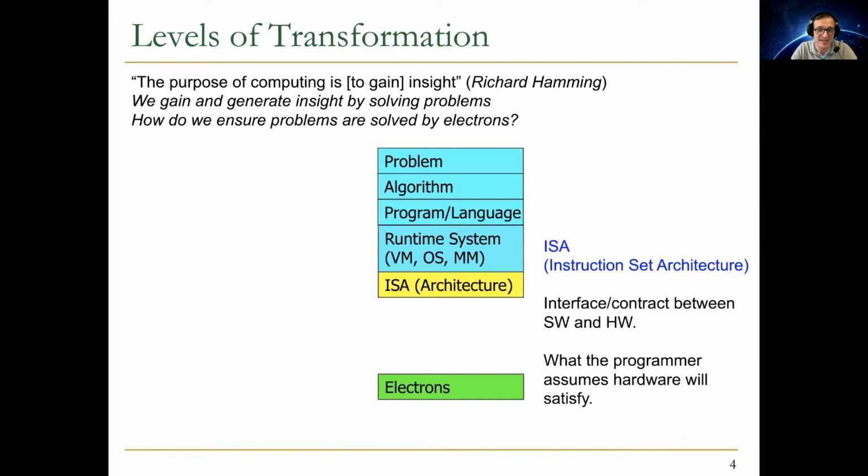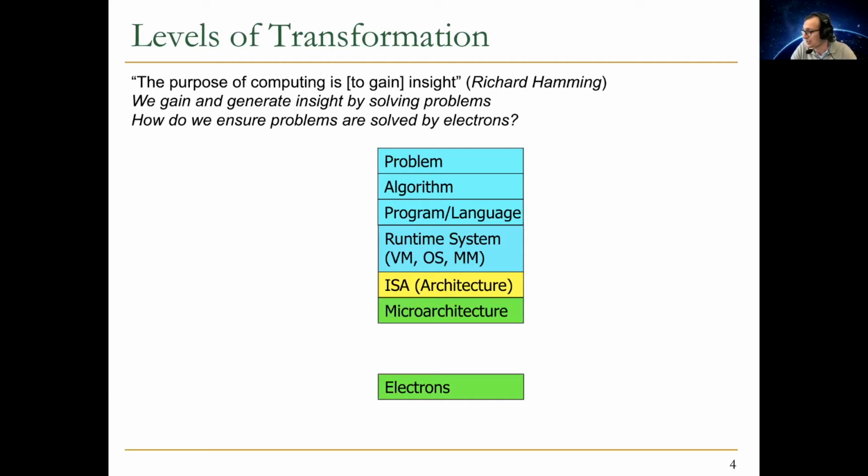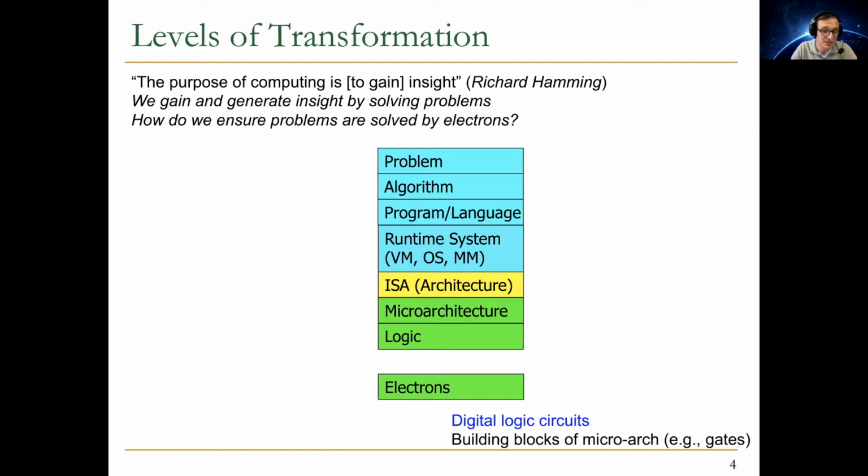But just to jog your memory, ISA is the interface between the software and the hardware, and that's important. That is basically what the program assumes hardware will satisfy. Microarchitecture is the implementation of the ISA, and there may be many, many implementations of the same ISA. Like the x86 ISA has many, many implementations, right? Probably many of you were not born when the 386 or 286 were around. Right now it's Intel, what is it, Skylake or something like that. They call it the Core microarchitecture, but there's more. But basically, these are all implementations. AMD also has implementations, clearly. And then digital logic circuits are building blocks of the microarchitecture, for example, the gates.